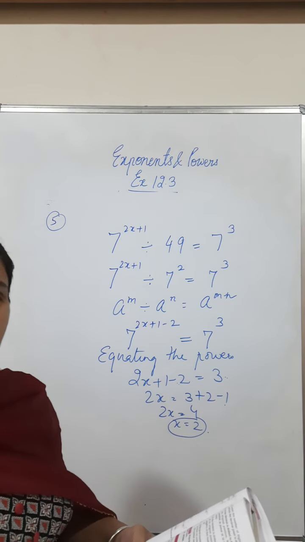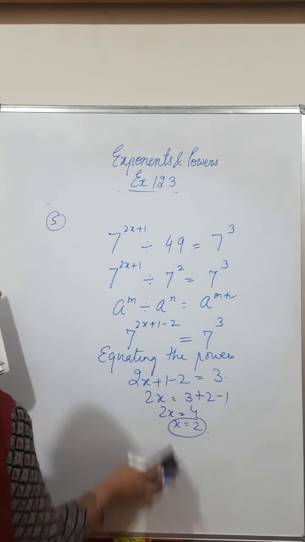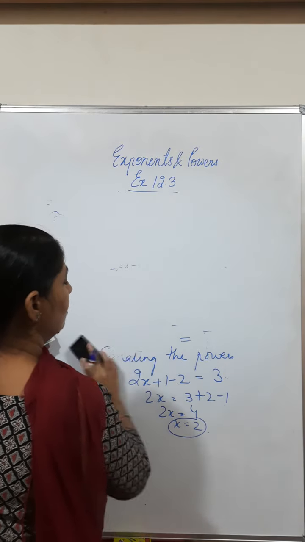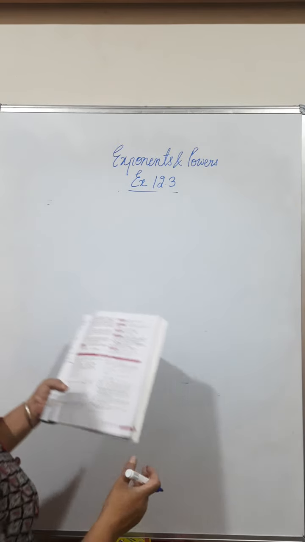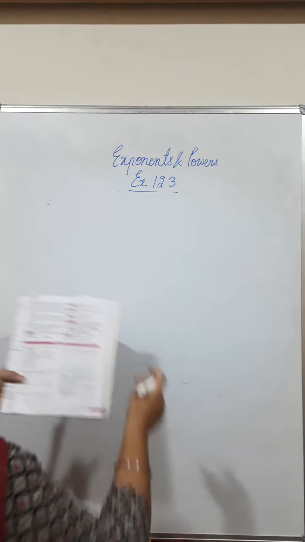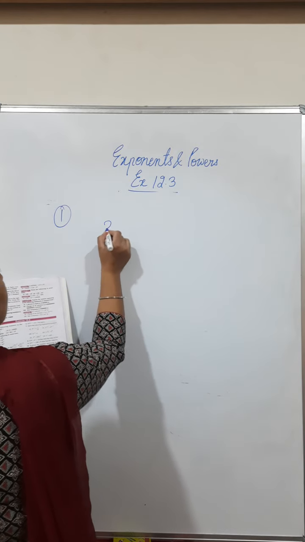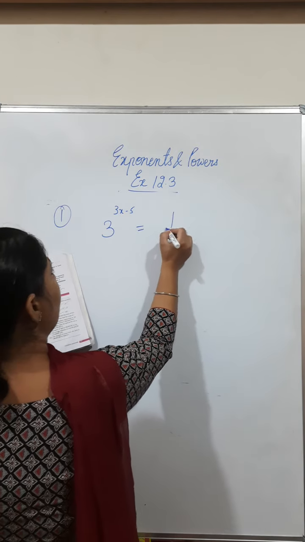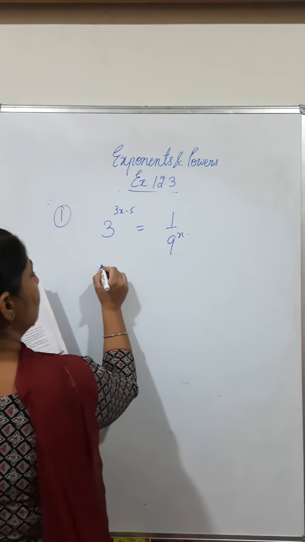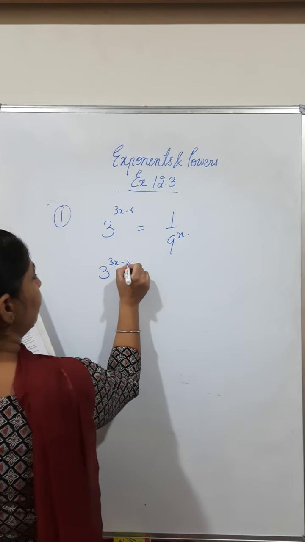Similarly beta, the sixth sum can be done in the same way. Coming to the question number 7. Now in 7th question also beta, you have to follow the same criteria. Like in the first part, it is 3 raised to power 3x minus 5 which is equal to 1 upon 9 raised to power x. So 3 raised to power 3x minus 5.